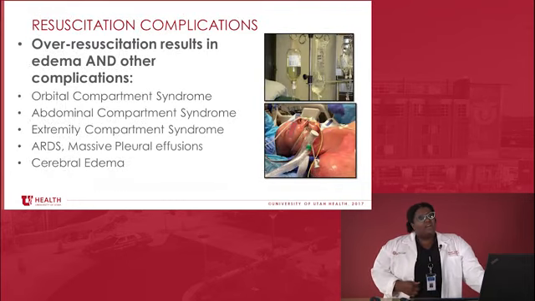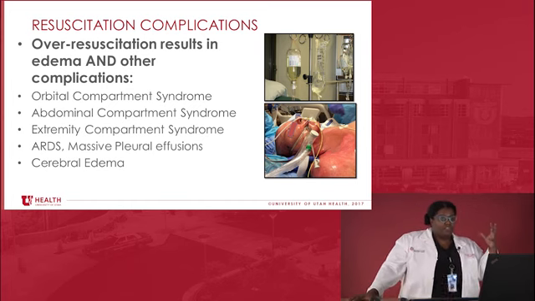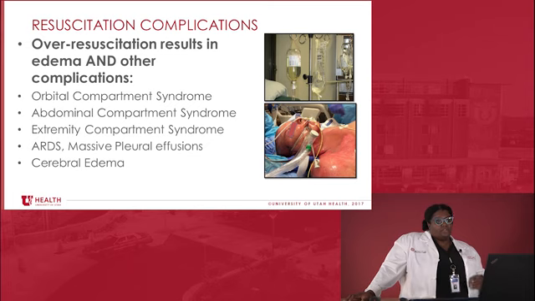So let's talk about some of the complications of resuscitation. Over-resuscitation is bad. It results in edema and other complications. Those include orbital compartment syndrome. Okay, that's when the tissues around your eyeball get swollen and it presses in, and the pressure is so high that you could actually develop cortical blindness. So we have to do a release of the canthus to be able to release the pressure and allow normal flow through the vitreous and the optic nerve.